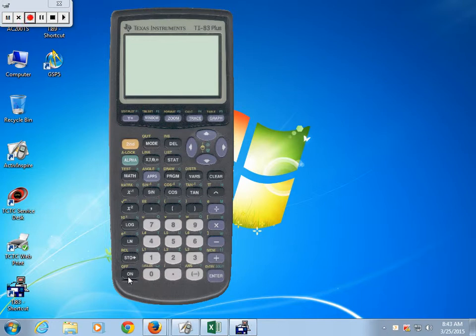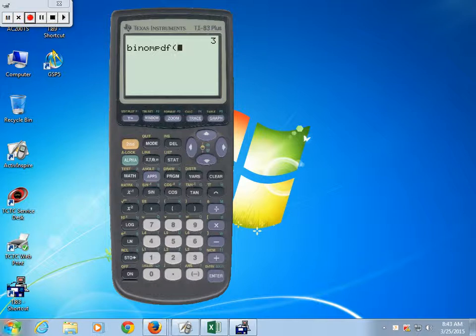And you hit second vars, which is the yellow top left corner, right beside the clear button. Then binomial PDF, which is number 0.